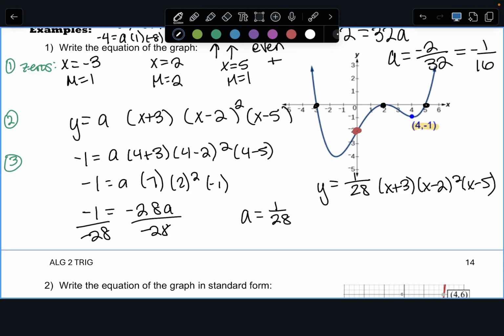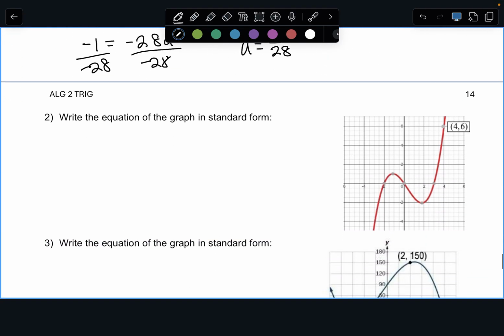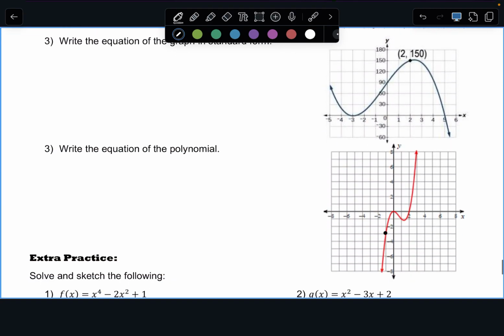Questions on that one at all? Okay, I want you guys to try to do number 3 for me. We're gonna do the second number 3, typo. I want you to try to do this one for me right above the extra practice. Okay? We'll do the top 2 together in a second.